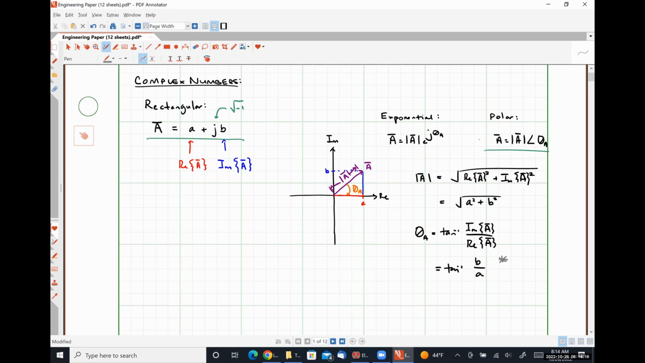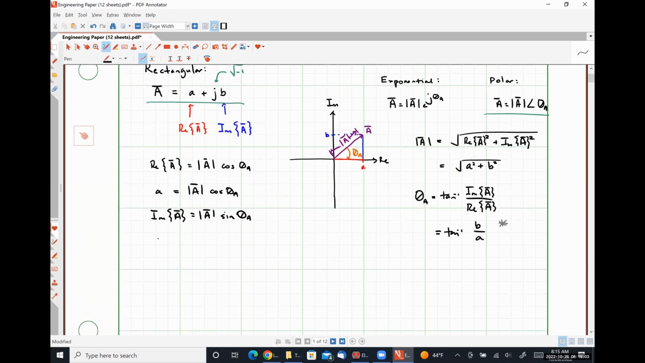If we want to convert a polar form complex number into a rectangular form complex number, anybody have any thoughts on how we might do that? Basic trig, right? So if we want the real part of complex number A, this is going to be the magnitude of A cosine angle theta A, or we could say A is simply the magnitude of A cosine theta A. And similarly, the imaginary part of complex number A is the magnitude of A sine theta A, or B is equal to the magnitude of A sine theta A. So we can now go back and forth between the different forms, okay?